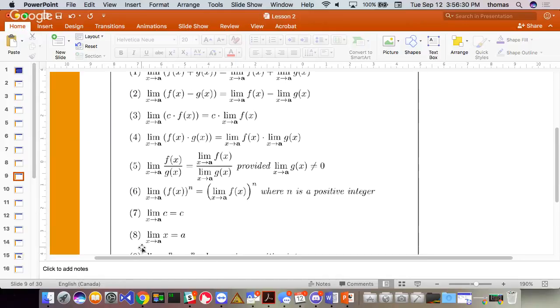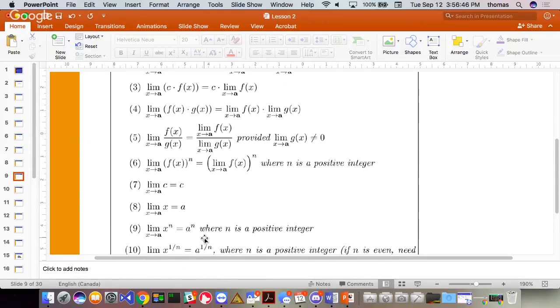And here's another one. The limit of x, which is what we just did, is equal to a where x approaches a, right? So if I have just the value x, with nothing else I'm multiplying, then it's going to be equal to whatever the limit's approaching. Okay? So very straightforward stuff.